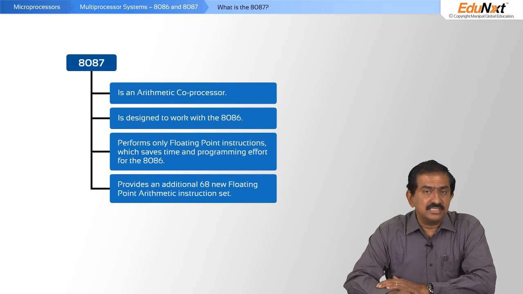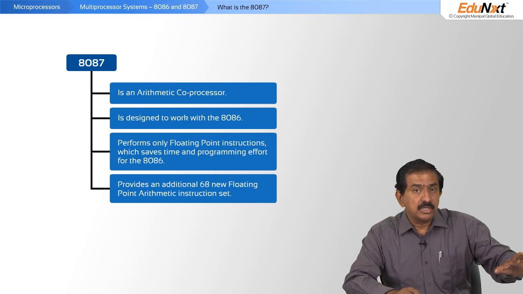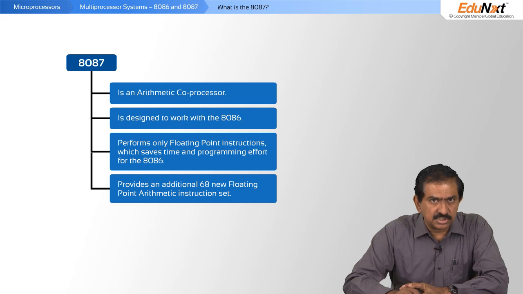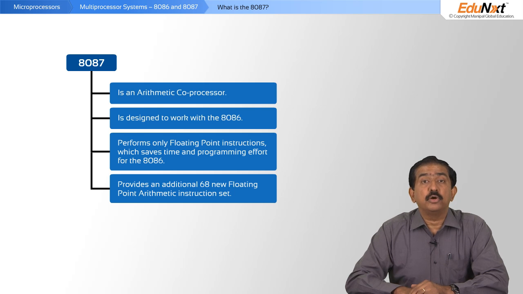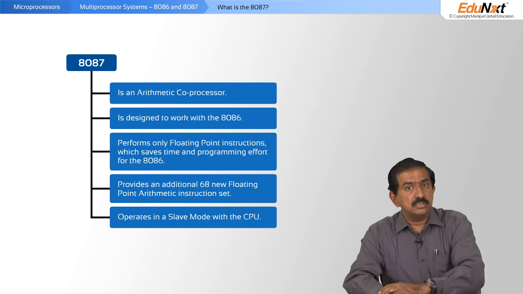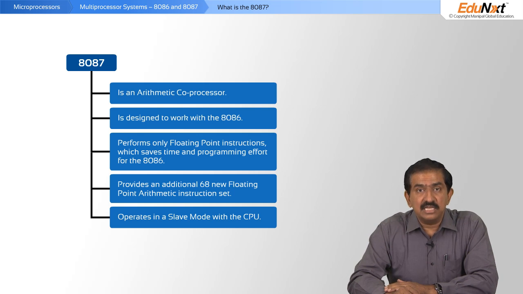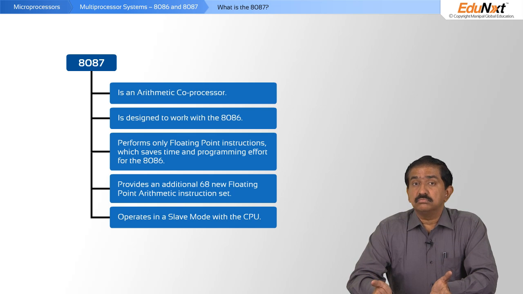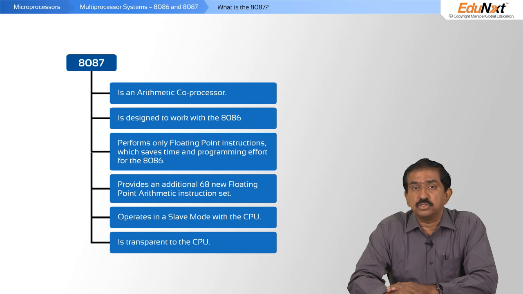It also provides an additional 68 new floating point instructions. So if you remember the instruction set of the 8086, you have the basic add, subtract, multiply, etc. This one gives you 68 instructions dedicated to floating point arithmetic. And on top of that, the 8087 operates in a slave mode with the CPU. So the CPU continues to be the master, of course, but the 8087 works as a slave to this device. And as far as the CPU is concerned, it is happily ignorant of the existence of an 8087. It's just transparent to it. And I'll tell you how this works.